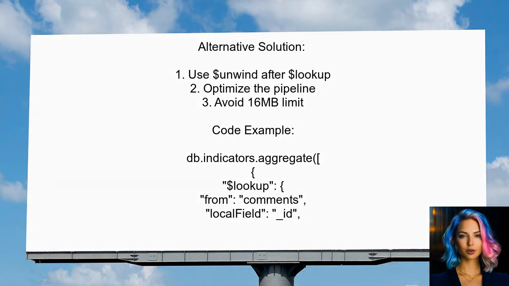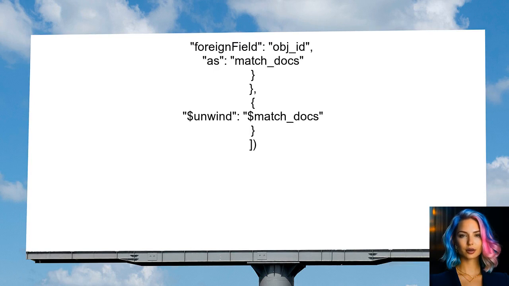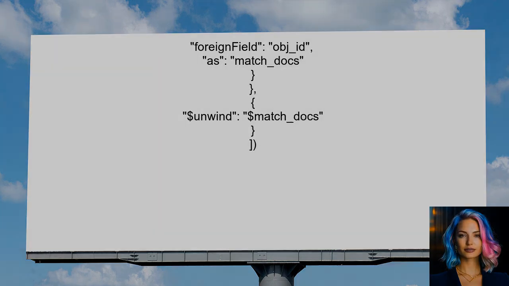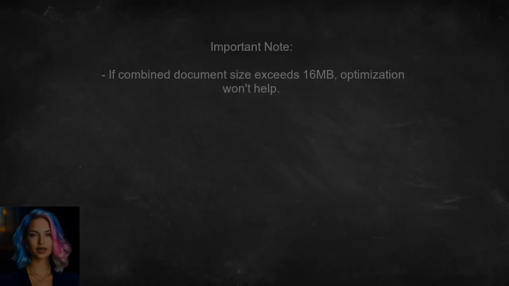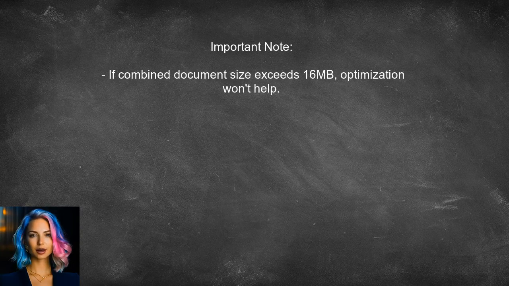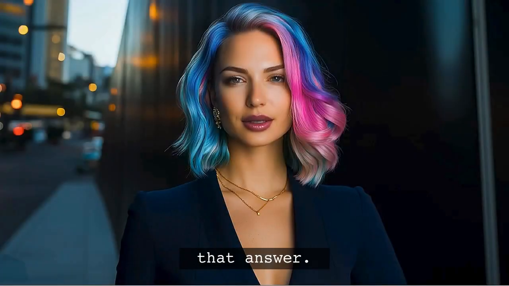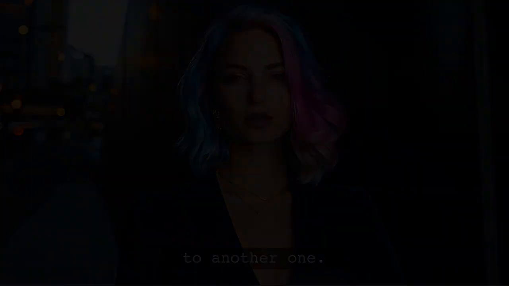An alternative approach suggested by a user is to use the unwind function right after the lookup. This helps optimize the pipeline and can prevent hitting the 16 megabytes limit that may occur when the lookup returns too many documents. However, it's important to note that if the combined size of a single document from the foreign collection and the local collection exceeds 16 megabytes, this optimization won't help. That wraps up that answer. Let's move on to another one.